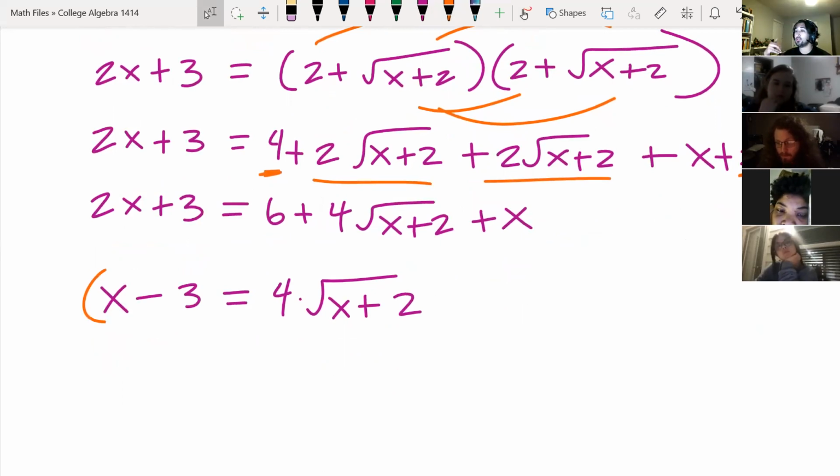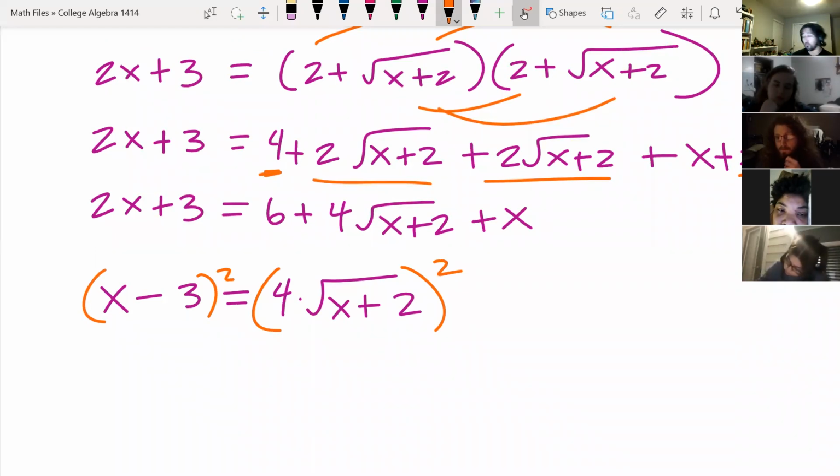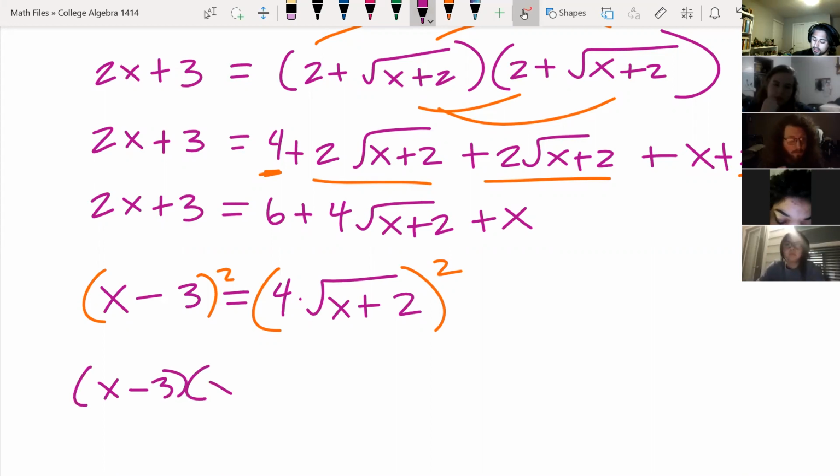So we can say square both sides. And watch the magic. All right, so we're going to square both sides. Now the left side, x minus 3 squared, means we have x minus 3 times x minus 3 equal to, all right. Now, here, it's going to be great. What is 4 squared?